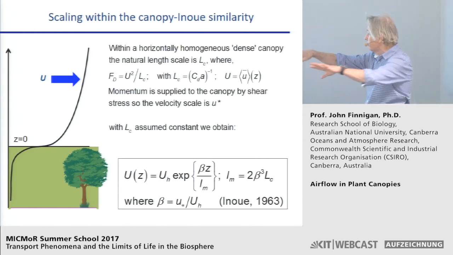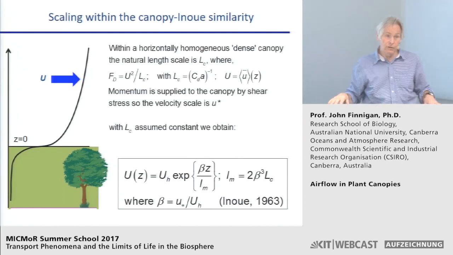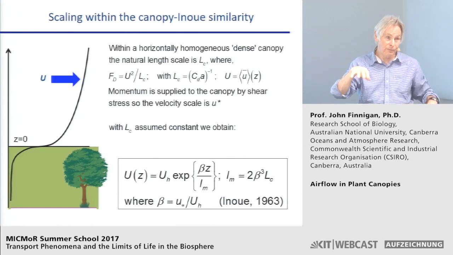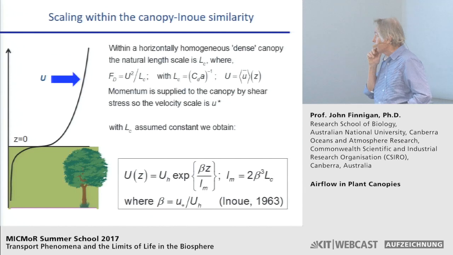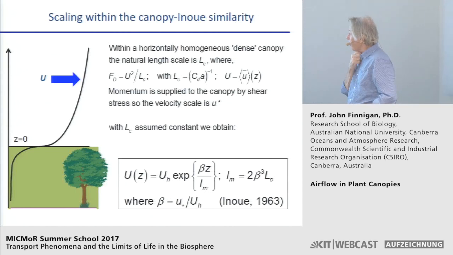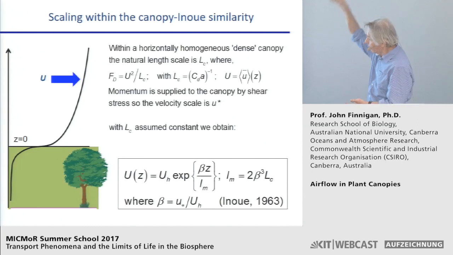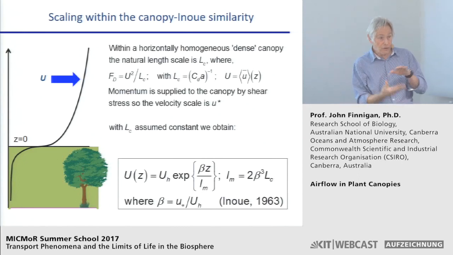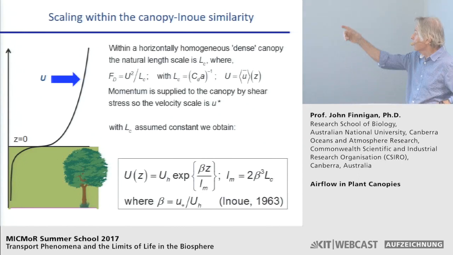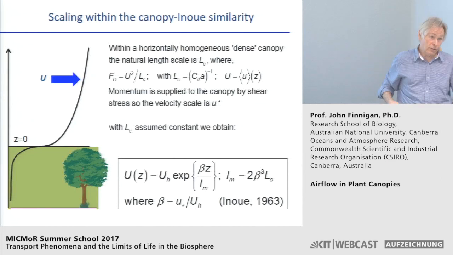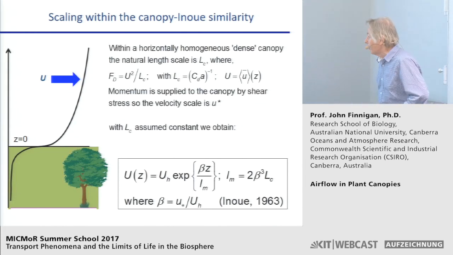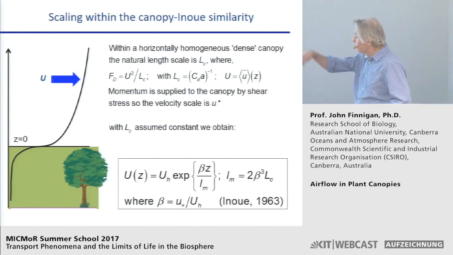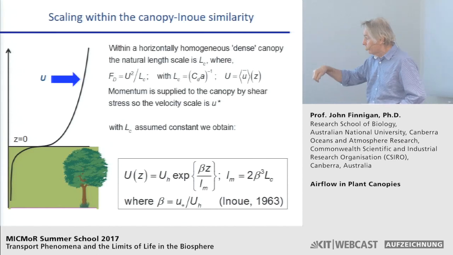And U is now the horizontally averaged wind speed, which takes account of the fact that the wind is now finding its way around the solid plant parts as well as being unsteady in time. So the velocity scale is still u star. If we assume the momentum getting into the top of the canopy is still given by u star, and that CdA, or Lc, is constant, then we can do, again, our dimensional analysis with the Buckingham pi theorem, and we get a formula for the velocity profile, which says that the velocity in the canopy decreases exponentially as we descend into the canopy.